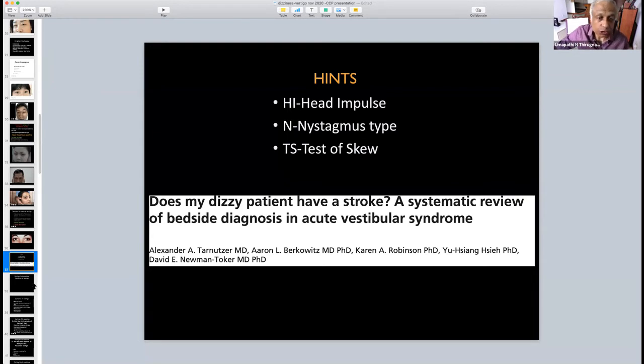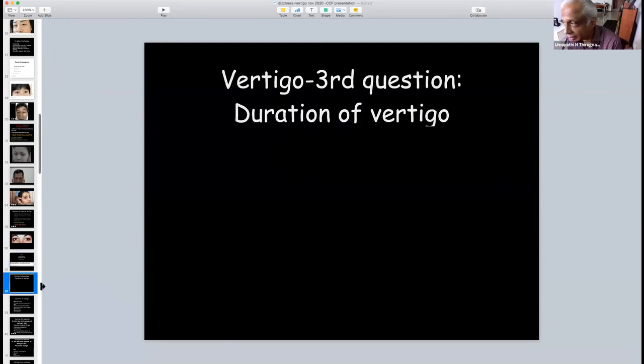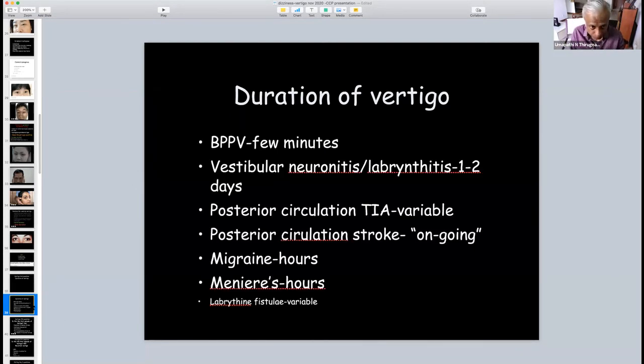Because now I want to introduce to you the third and fourth question. So far we have only discussed question number one, which is vertigo or non-vertigo. Question number two is how do we discern whether the person has got central nervous system pathology or peripheral nervous system pathology. Then we come to question number three, which is how long, sir or madam, did your vertigo last? Is it lasting a few minutes, very short, or very long? If the person says it is very, very short, then it's likely to be benign paroxysmal positional vertigo.